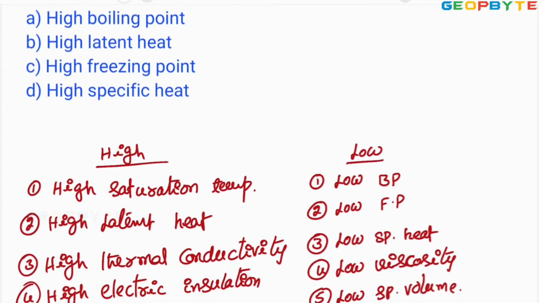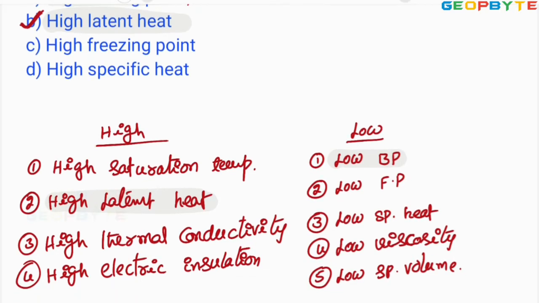Look at the given options. High boiling point. Refrigerant must maintain low boiling point. It is given high, therefore the first one is not correct. High latent heat. Yes, refrigerant must maintain high latent heat, therefore option B is absolutely correct. I hope all of you understood. You please go through this information. This is the 5-star information, meaning very important, most important information.